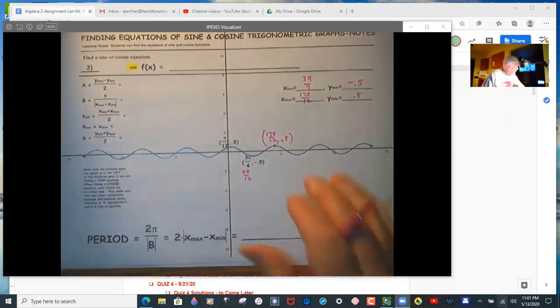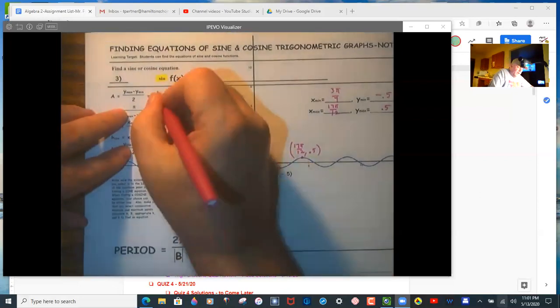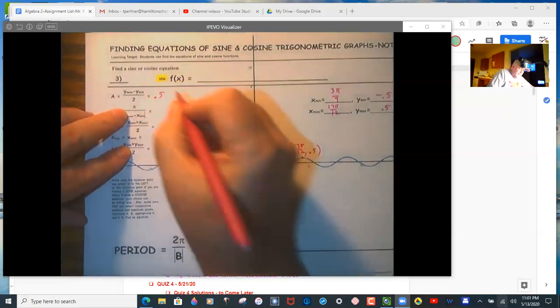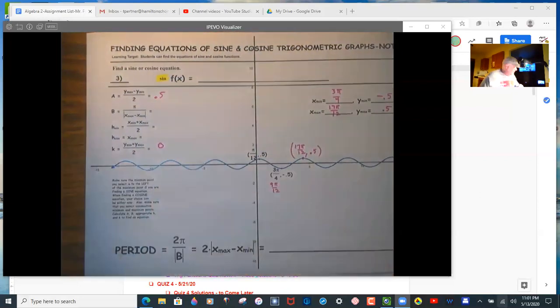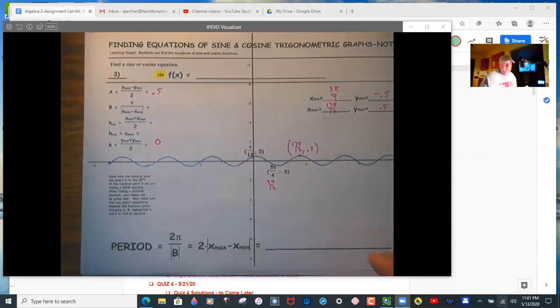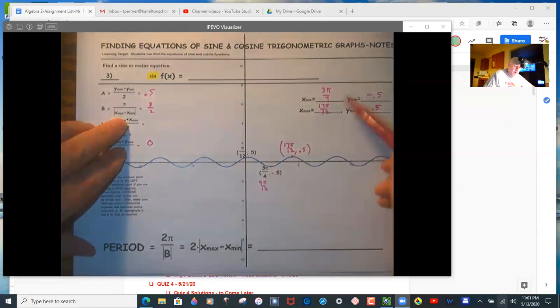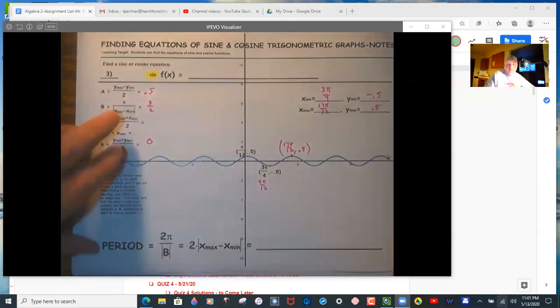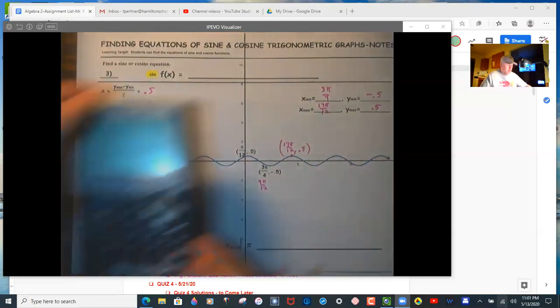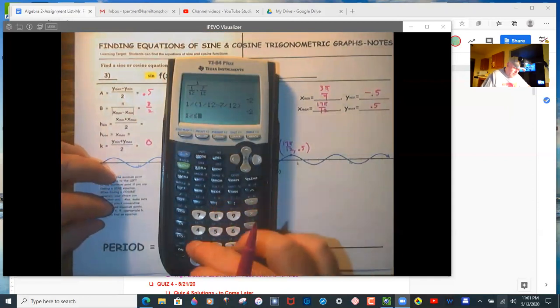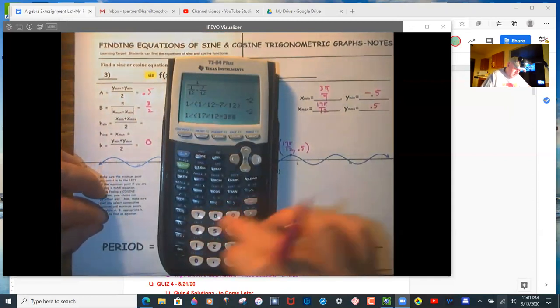All calculations are the same, and I'm going to go quickly through this. 0.5, the k, is the midline. That's easy. A and k are fast. B is 3/2: 1 over 17/12 minus 3/4. Can you do it like I showed you? 1 over 17/12 minus 3/4.